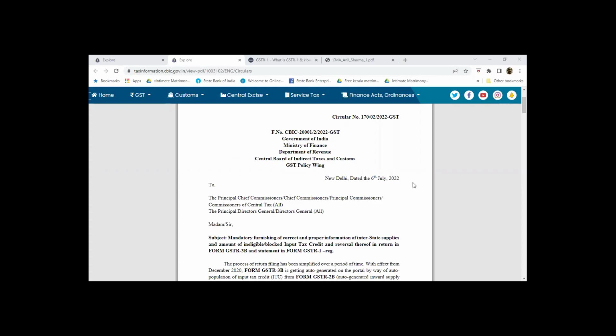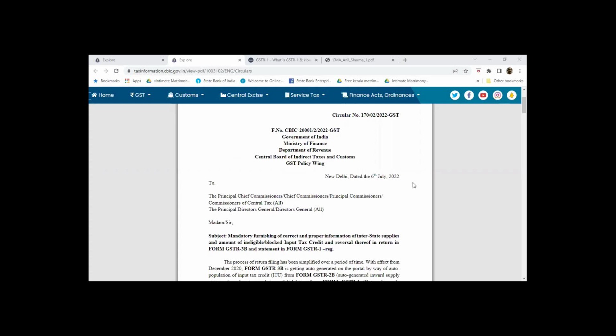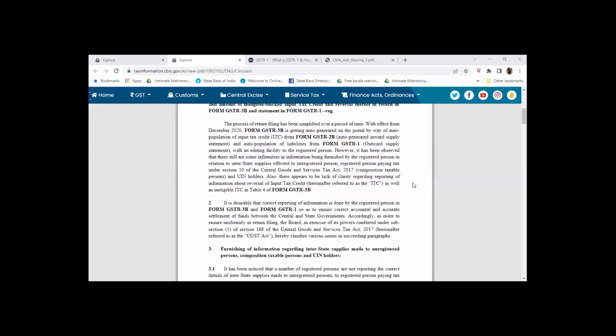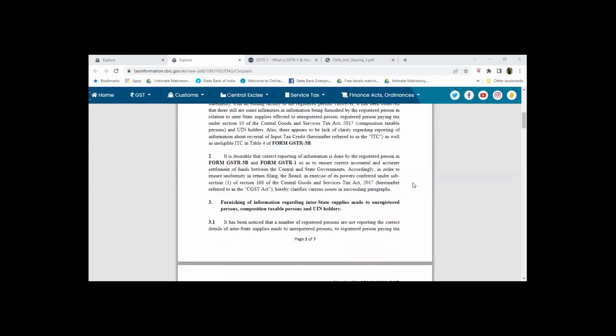Subject is mandatory furnishing of correct and proper information of interstate supplies and amount of ineligible or blocked input tax credit and reversal thereof in return in Form GSTR 3B and statement in Form GSTR 1. It is desirable to report the information correctly by registered persons in Form GSTR 3B and Form GSTR 1 to ensure correct accounting and accurate settlement of funds between central and state governments.